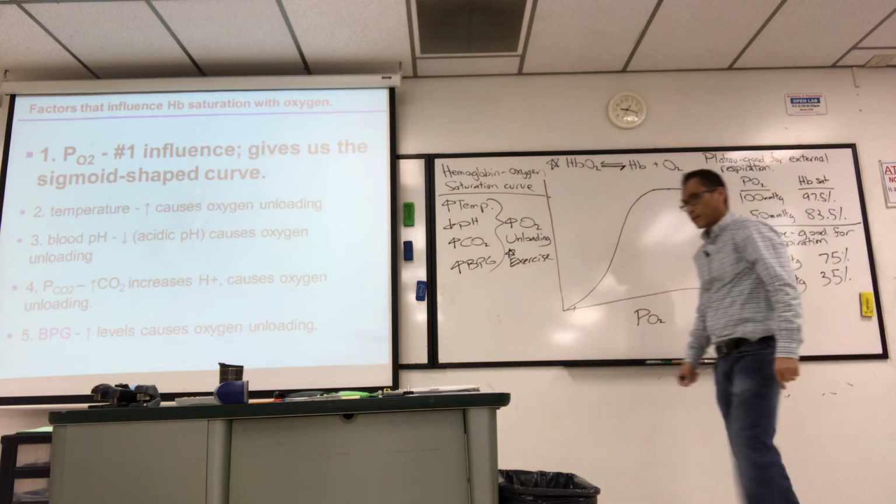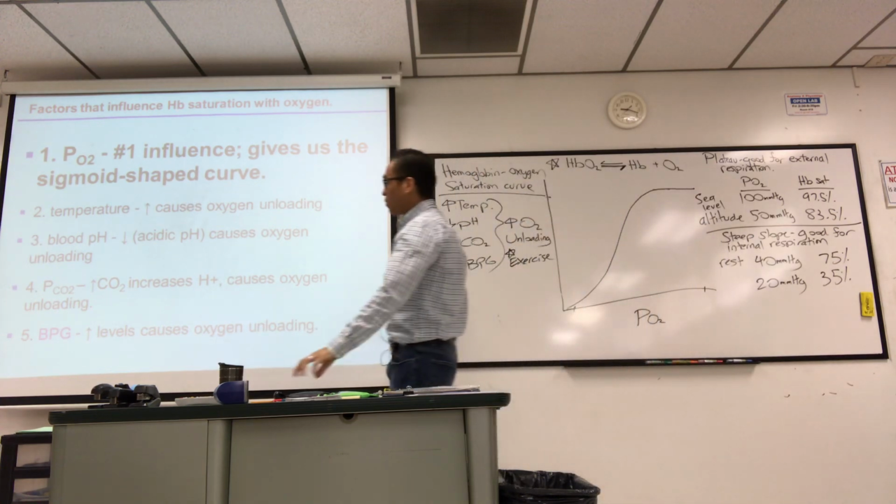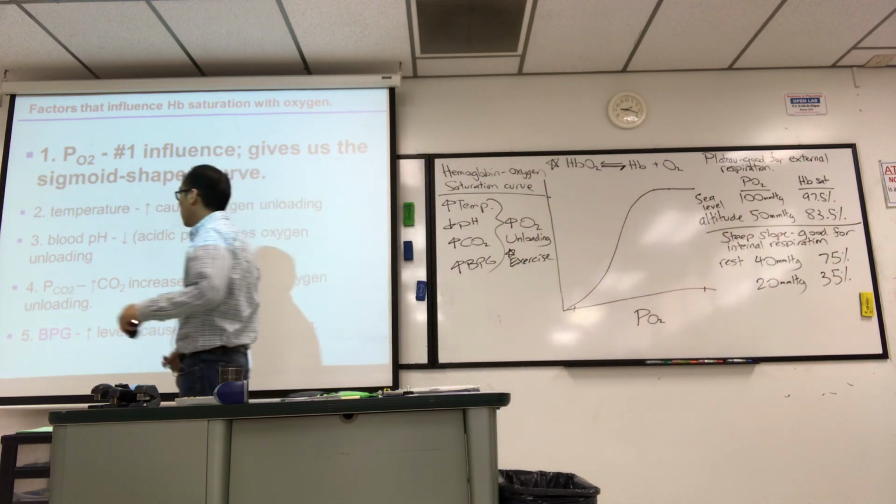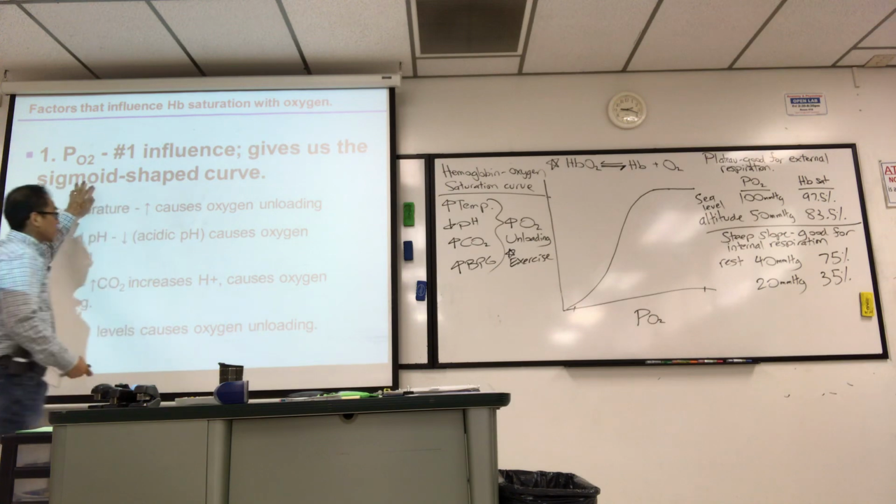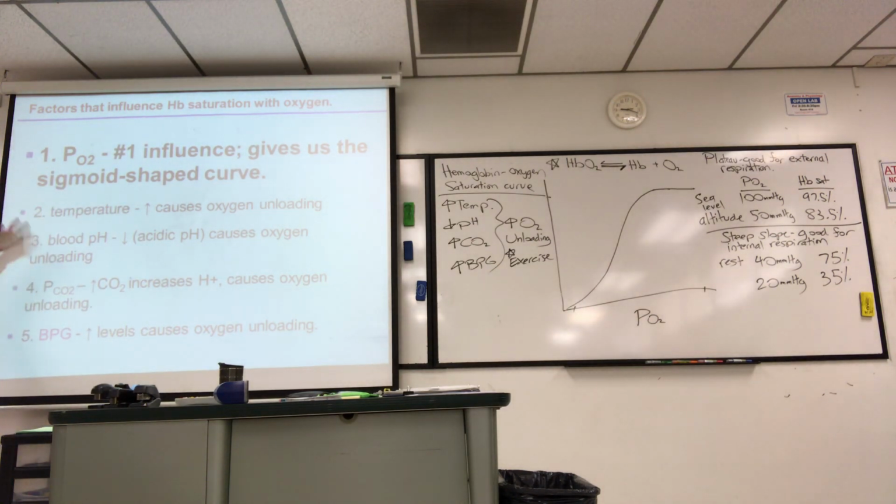All right, that's one thing I wanted you to know. So these other four things after PO2, they don't determine the shape of the curve, but they basically make it easier for oxygen to unload.